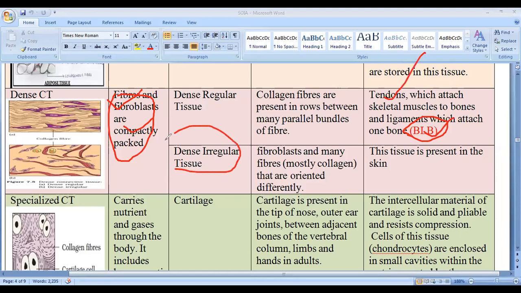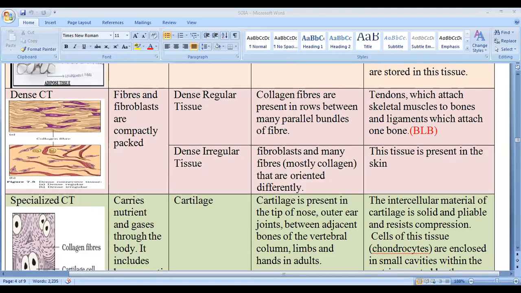Second type of DCT is the dense irregular tissue. This also has fibroblasts and many fibers, mostly collagen, that are oriented differently. Here they also have collagen, but the collagen is not properly oriented. That means not proper alignment. They are oriented differently. Clear? And where is it found? It is found in the skin. This tissue is present in the skin. Okay. So these are the types of dense connective tissue. Here they have given about the dense connective tissue.